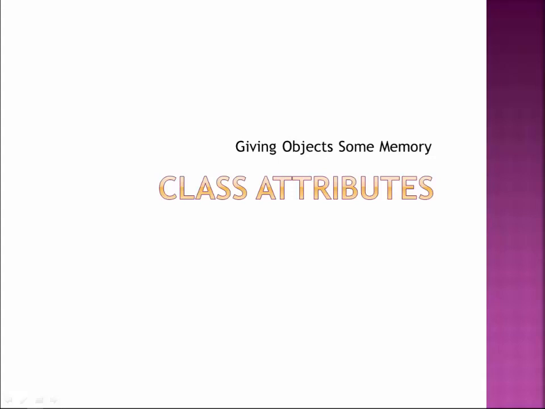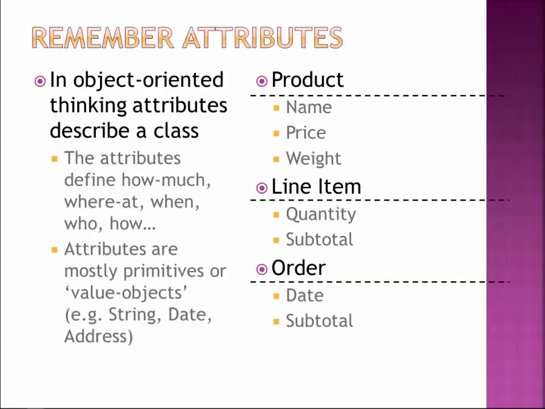Attributes define the data that's stored inside of an object. It's the information that describes that object better. The important thing about objects is it should come from that real world object and the things that real world object keeps track of. If you remember what we were talking about before, it's how much, it's where at, or who, or how, or stuff like that. So a product has a name, a price, a weight.